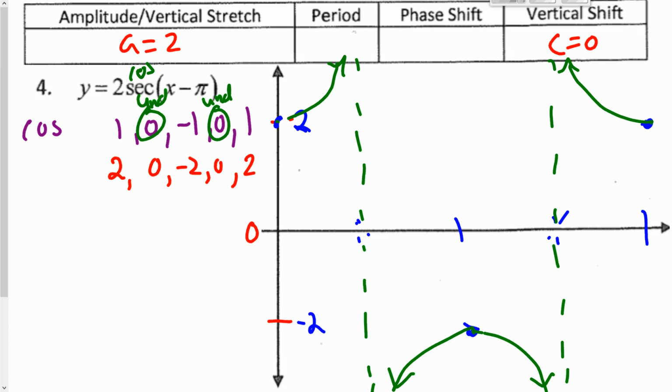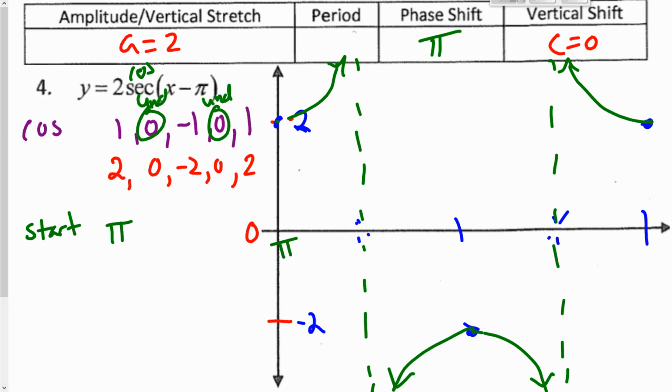So cosine normally starts at 0. But we need to add our d, right? Our phase shift. Well, what's our d? Our d is opposite of the inside, right? What's being subtracted from it or added to it, but it's opposite. So that would be pi. So we're actually going to start at pi instead of 0.